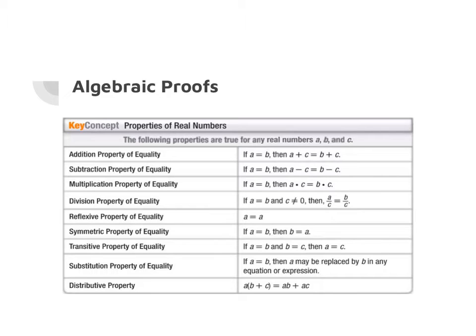Properties of real numbers that we have here. You recall the substitution property. If A equals B, then A may be replaced by B in any equation.